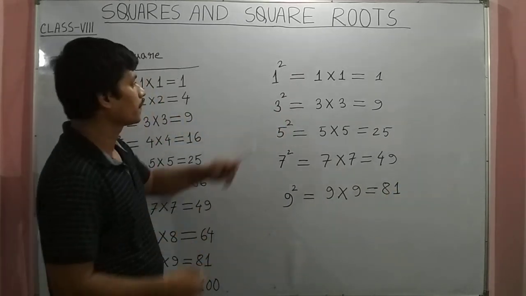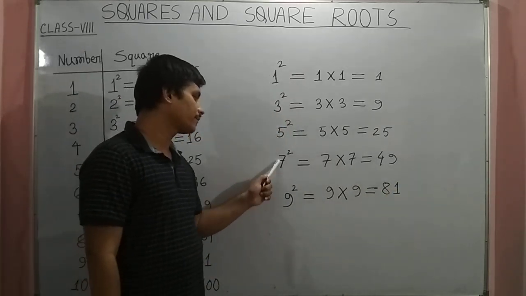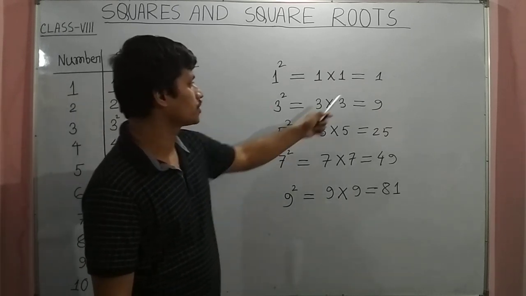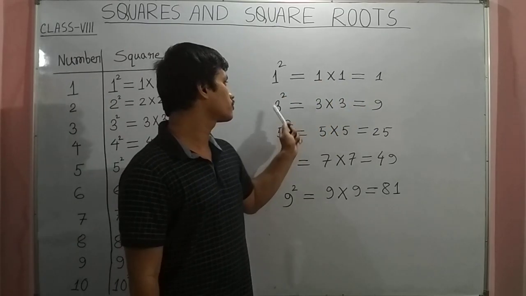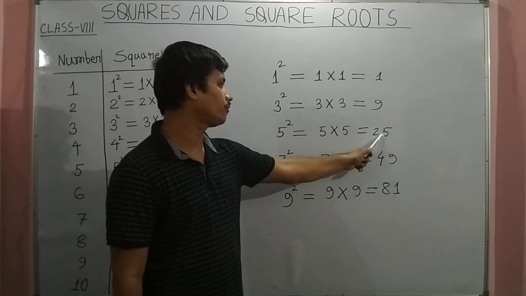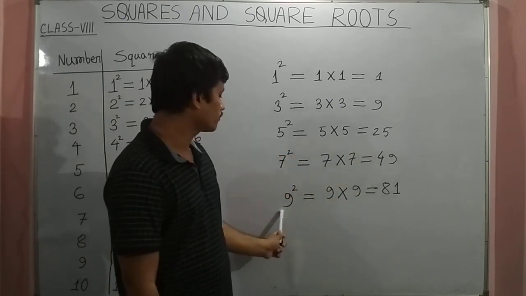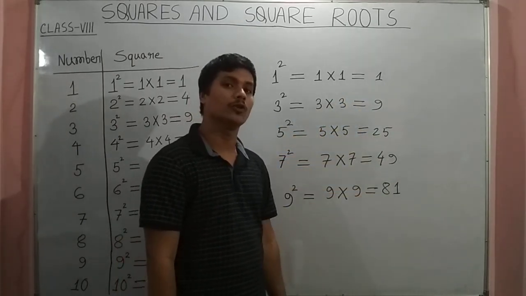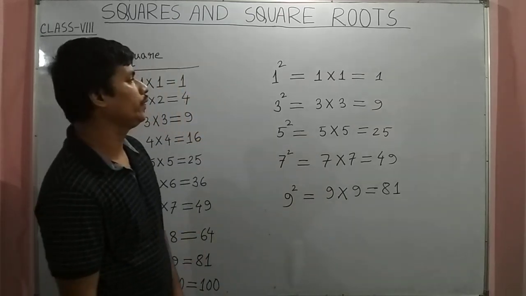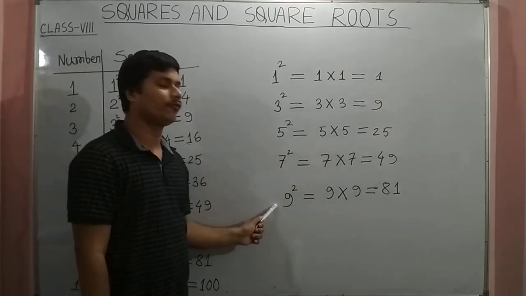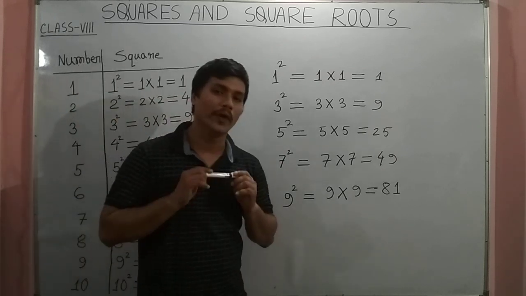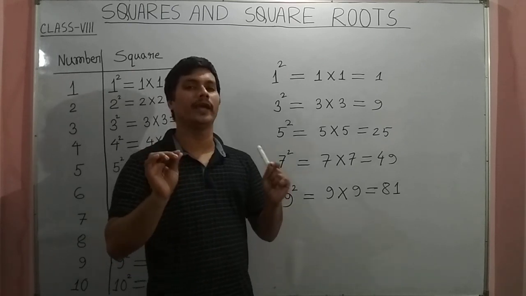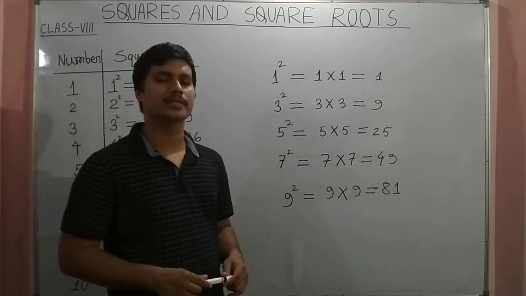Okay students, you see this 1, 3, 5, 7, 9, these all are odd. Here you see the squares of these odd numbers. Square of 1 is 1, square of 3 is 9, square of 5 is 25, square of 7 is 49, square of 9 is 81. Very interesting. 1, 9, 25, 49, 81. These are also odd. That means we can say the square of an odd number is always odd. Listen carefully. The square of an odd number is always odd.